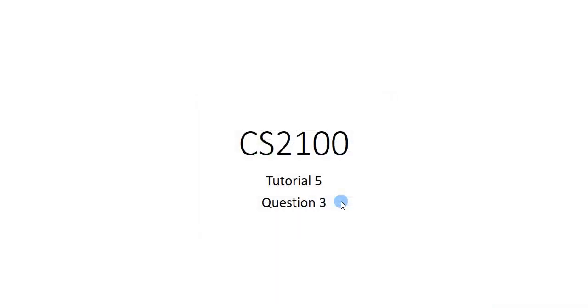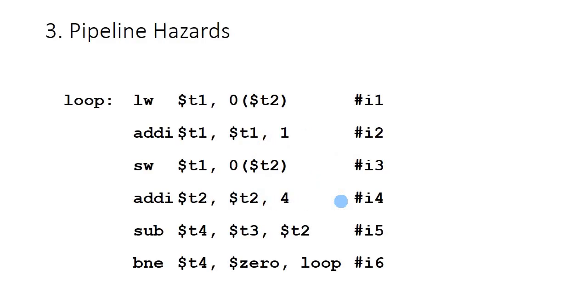Hi, in this video we're going to be looking at our tutorial 5 question 3 on pipeline hazards. Okay, so this is the code that we are given, and executing this code on a normal single cycle processor is not going to cause any issue because for a single cycle processor we execute each instruction one by one and we complete each instruction before going on to the next instruction.